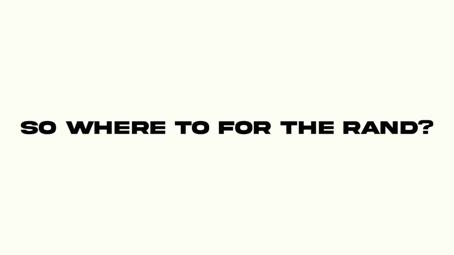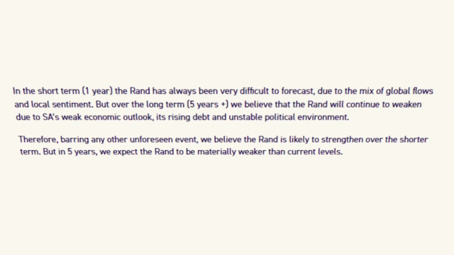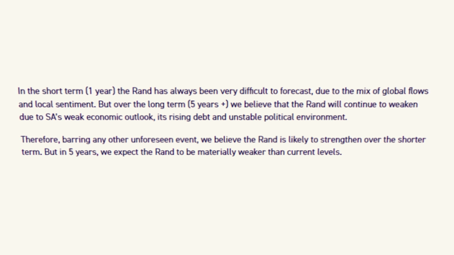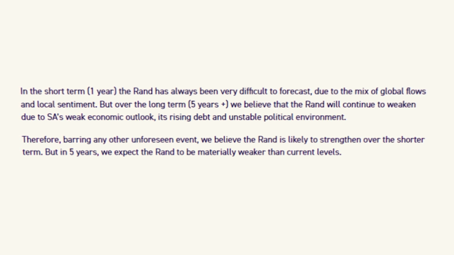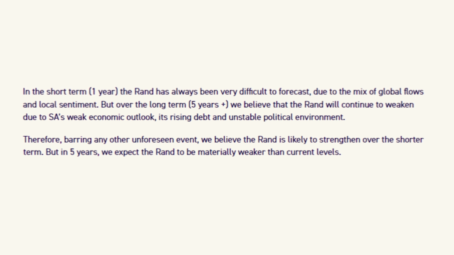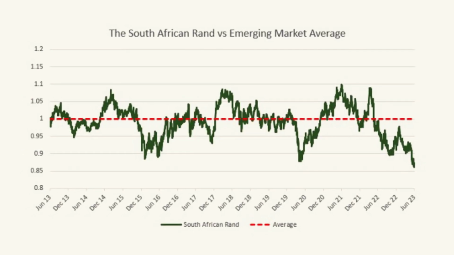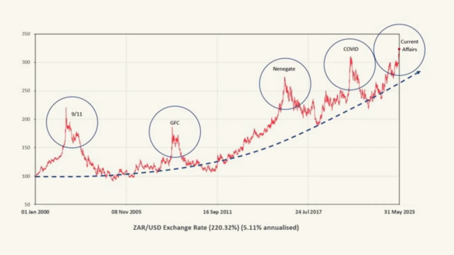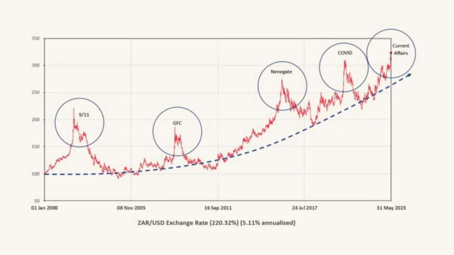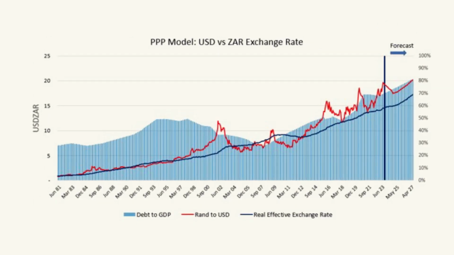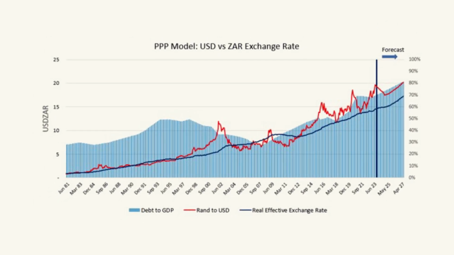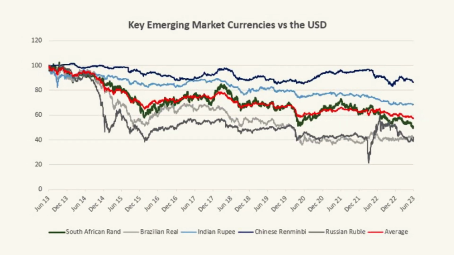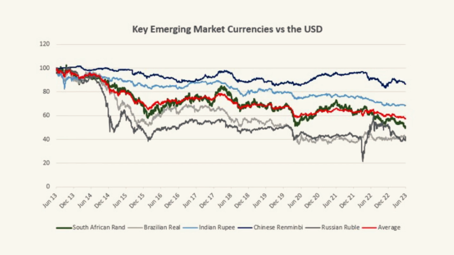So, where to for the rand? In the short term, a year, the rand has always been very difficult to forecast due to the mix of global flows and local sentiment, but over the long term, 5 years plus, we believe that the rand will continue to weaken due to SA's weak economic outlook, its rising debt and unstable political environment. Therefore, barring any other unforeseen event, we believe the rand is likely to strengthen over the short term, but in 5 years, we expect the rand to be materially weaker than the current levels.